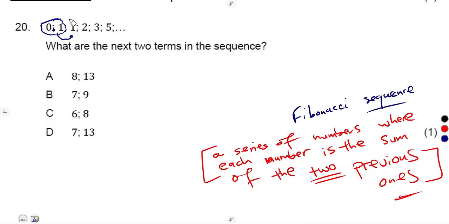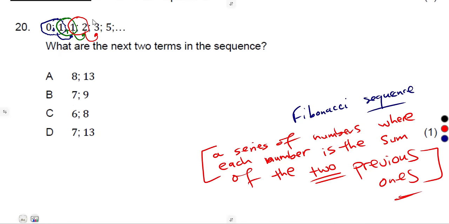Let's move on. 1 and 1. Let's add 1 plus 1. What do we get? 2. Let's move on. 1 plus what? Plus 3. What do we get? 1 plus 2, I mean, that's a 3.